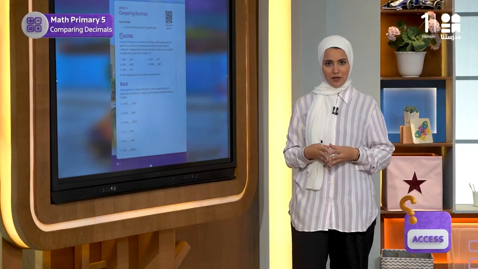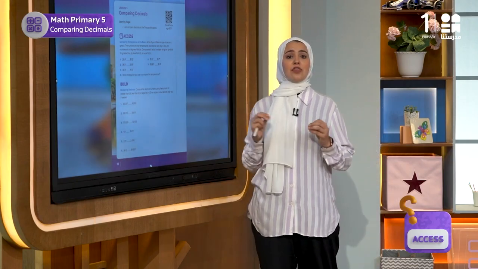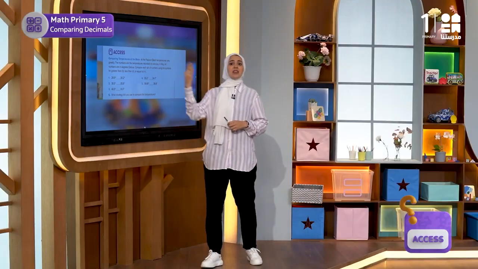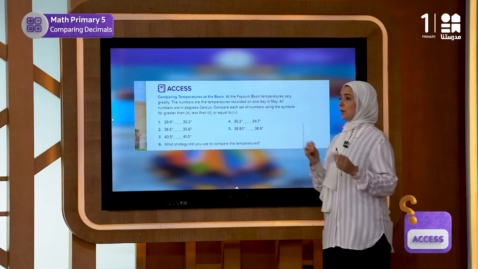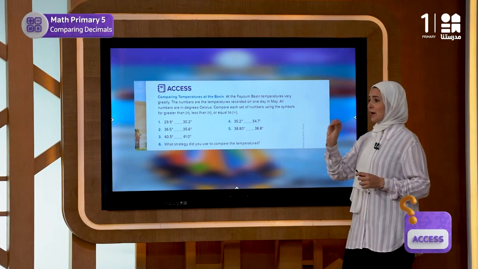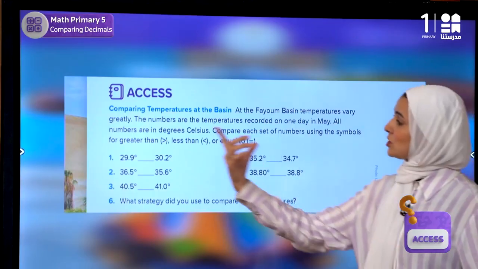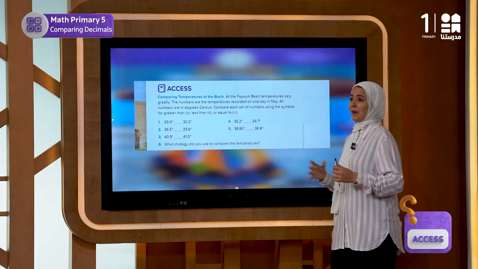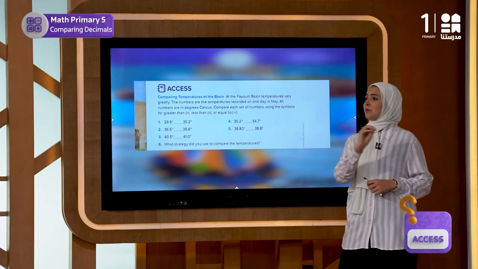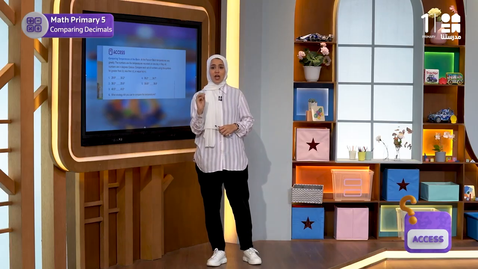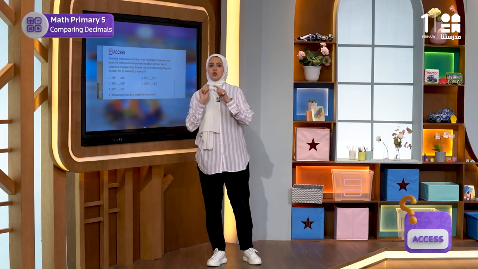In problem 1, one of my students thought that in order to compare these digits within the numbers, we should move them from left to right. Pay attention to a very important thing before comparing numbers. You need to make sure that the number of digits of the whole number part is equal.